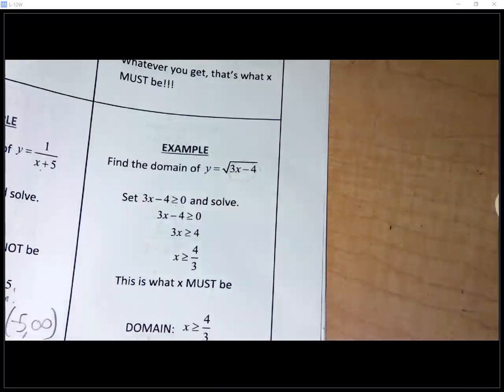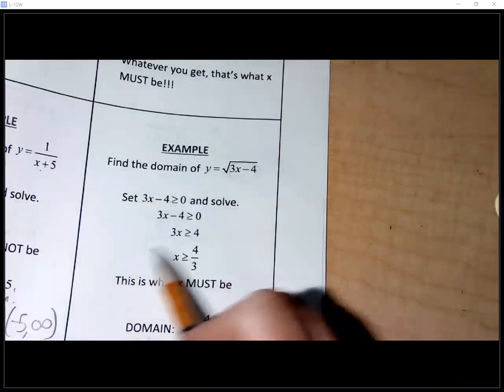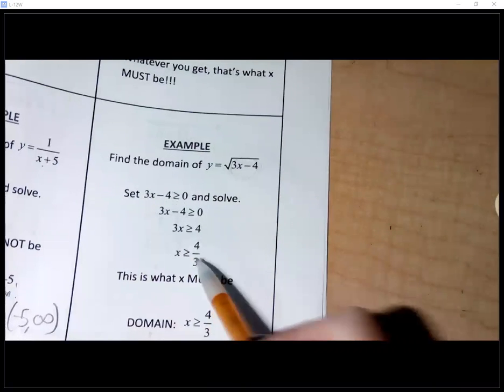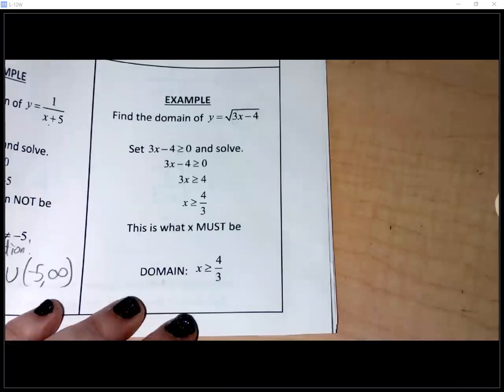Solve for x just like you normally would. Add the 4 over, divide by 3. So the domain is going to be x is greater than or equal to 4/3. So think about it for a minute.